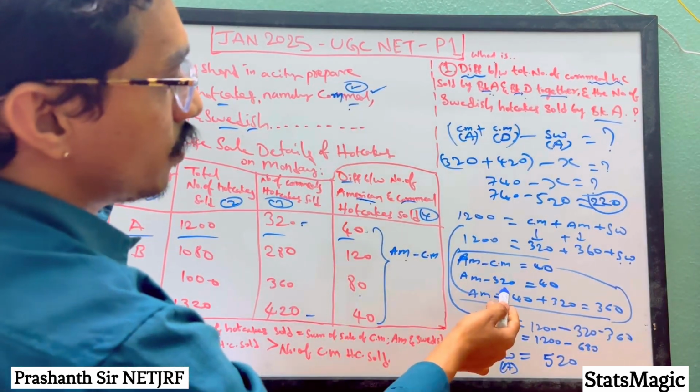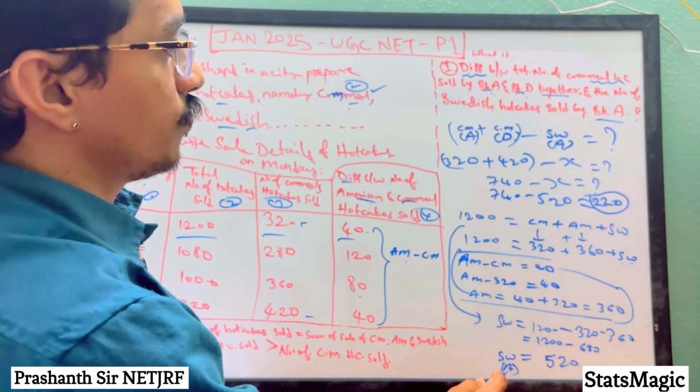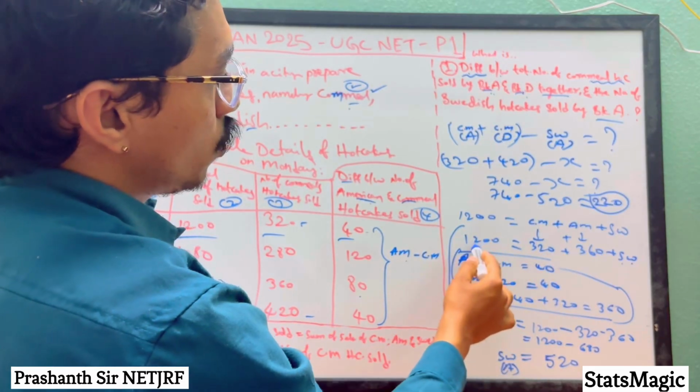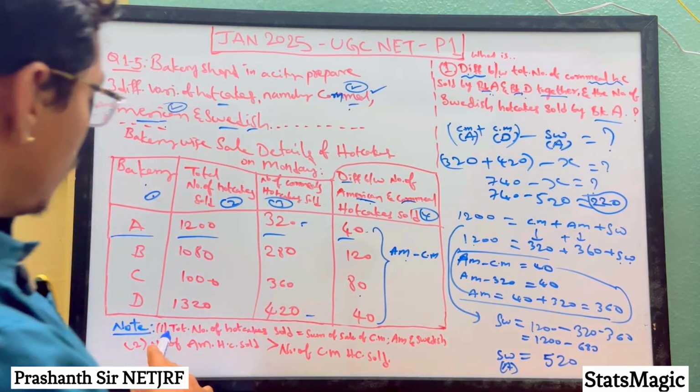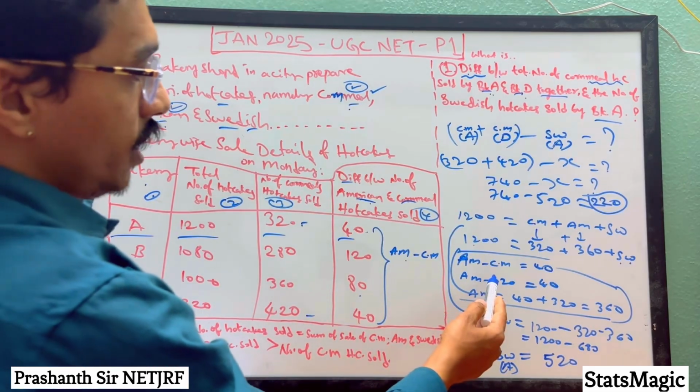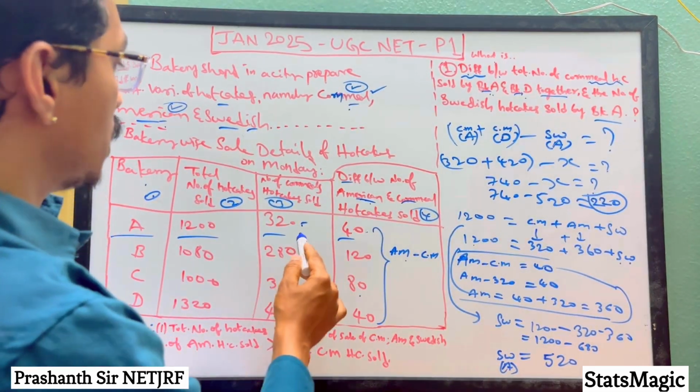From that, CM is anyway 320. From that we have found out American, so we replace American here. The total is equal to this sum. This is the first note. That's why note 1 and note 2 are important. From note 1, this 1200 total is equal to this.